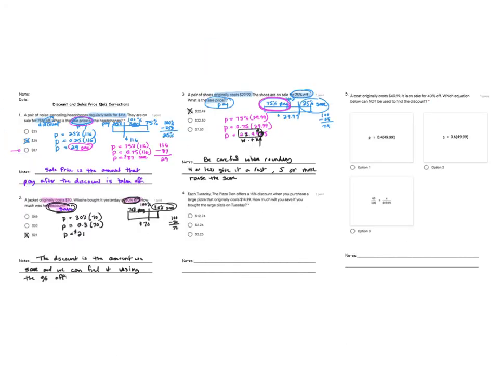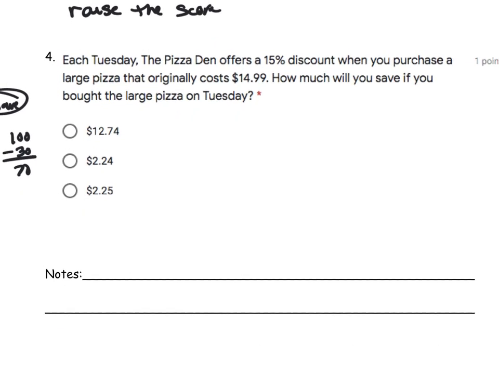All right, so let's continue. We have 2 more that we want to correct. So problem number 4 says, each Tuesday, the Pizza Den offers a 15% discount when you purchase a large pizza that originally cost $14.99. How much will you save if you bought the large pizza on Tuesday? So once again, best practices is to highlight information that we need. The discount is 15% off. The original cost is $14.99. And very important, how much will you save?